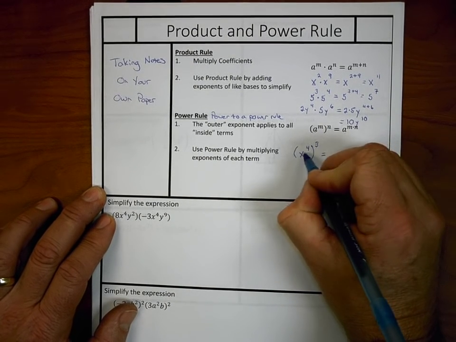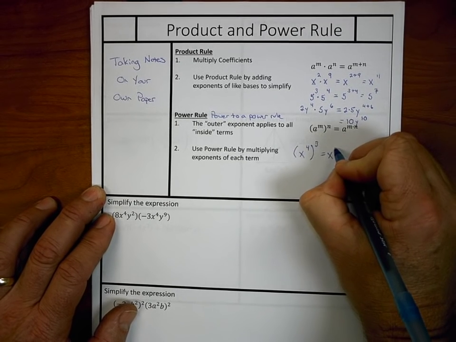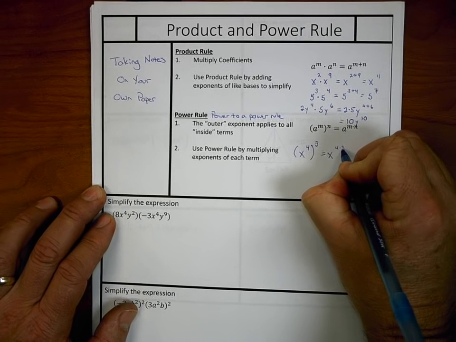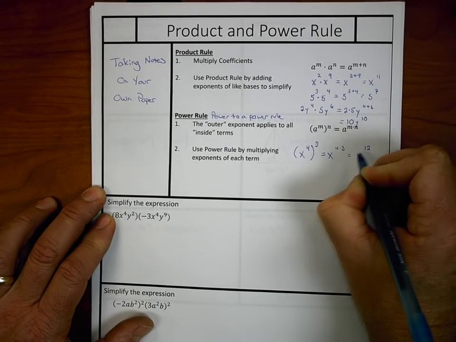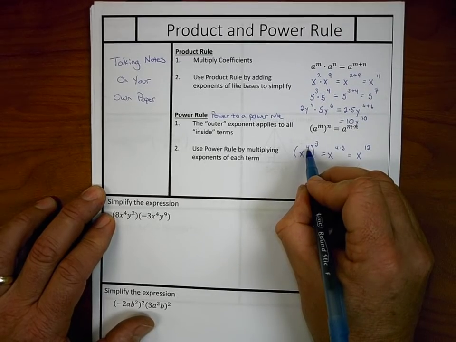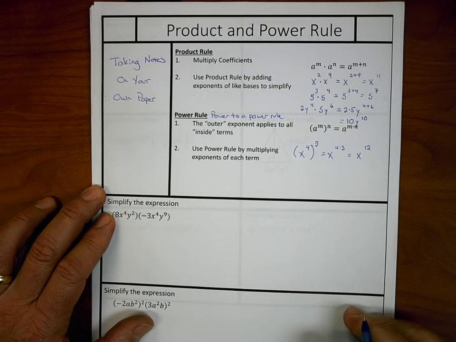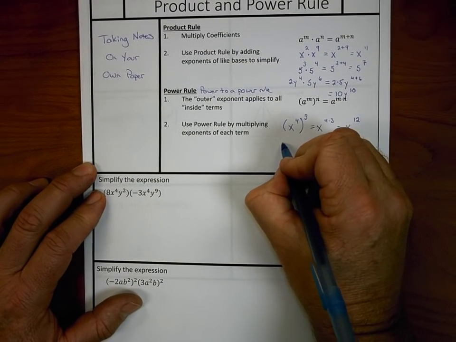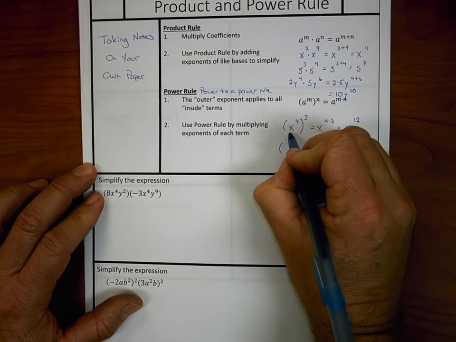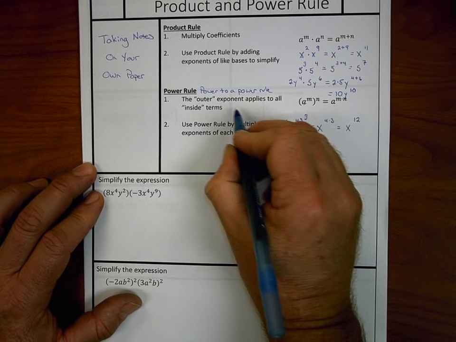the exponent. So what I would do here is keep the base as x, and then the power rule says you multiply the 4 and the 3 together, so this would simplify into x to the 12th power. So x to the 4th power in parentheses to the 3rd power simplifies to x to the 12th power.